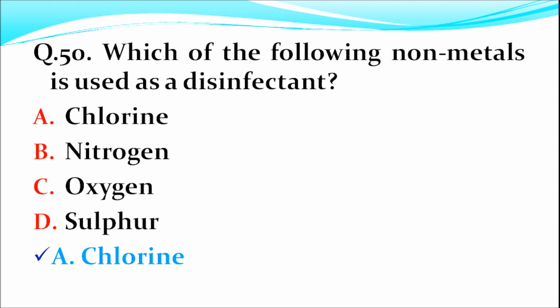Which of the following non-metals is used as disinfectant? Option A chlorine, option B nitrogen, option C oxygen, option D sulfur. Correct answer is option A. Chlorine is a non-metal which is used as disinfectant.